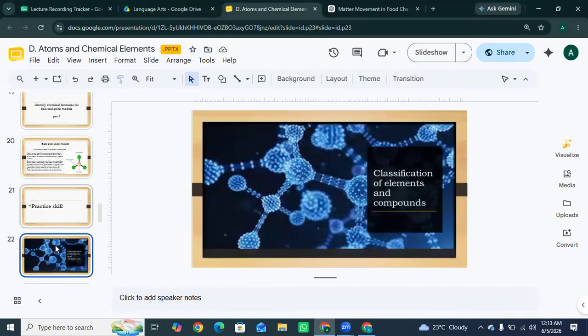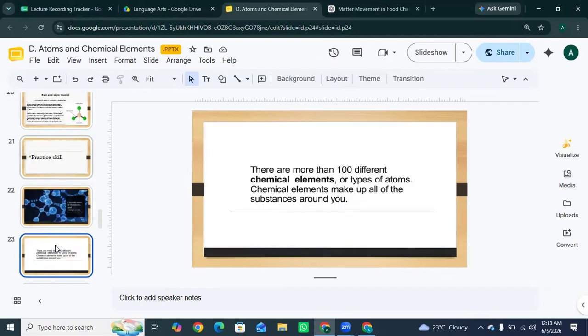So the next topic is classification of elements and compounds. There are more than 100 different chemical elements, or types of atoms. Chemical elements make up all of the substances around you. So basically, we are saying that there are more than 100 different chemical elements, you can say types of atoms in the world, and everything around you is made from combinations of these elements.